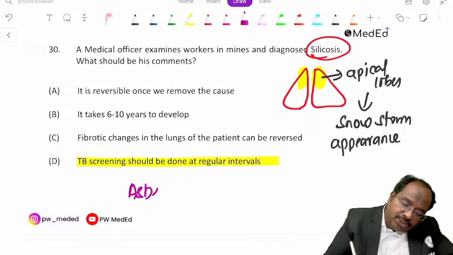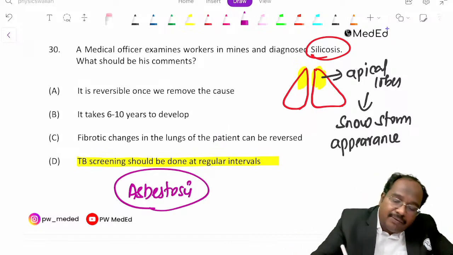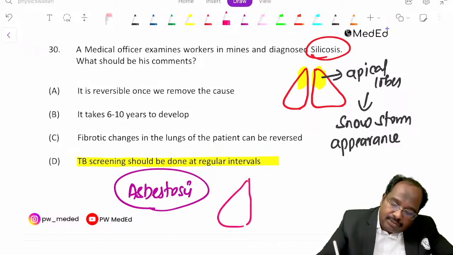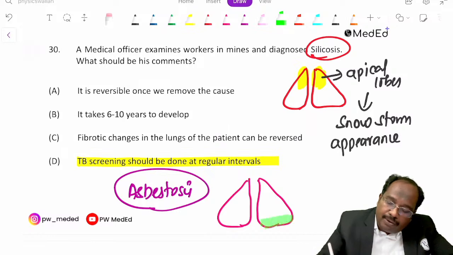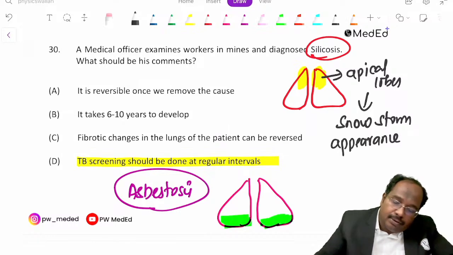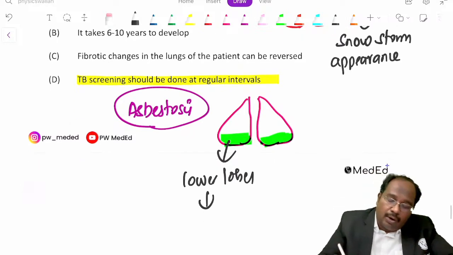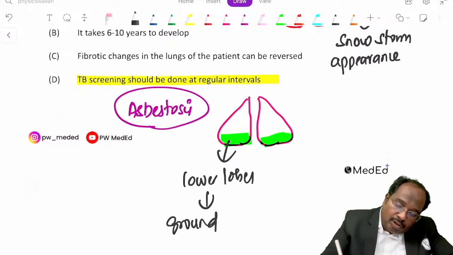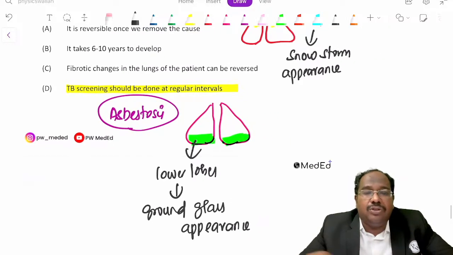Next, we have asbestosis. Which part of the lungs will be affected in asbestosis? Lower lobes will be affected, guys. Lower lobes. If you take an X-ray, it will show a ground glass appearance. So lower lobes, and the X-ray will show ground glass appearance.